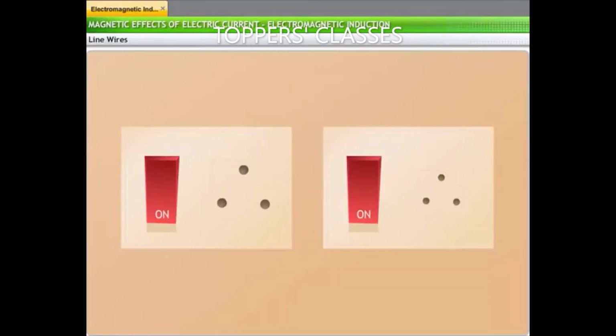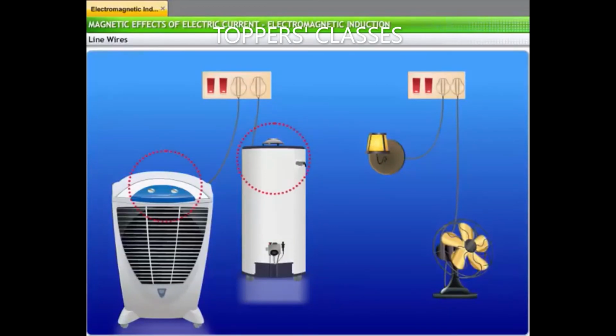Separate circuits may be used for power lines supplying 15 ampere and 5 ampere current. This is to provide for varied current requirements of appliances. Appliances with higher power ratings, such as air coolers and geysers, require a 15 ampere supply. On the other hand, electrical fittings such as bulbs and fans run on 5 ampere supply.